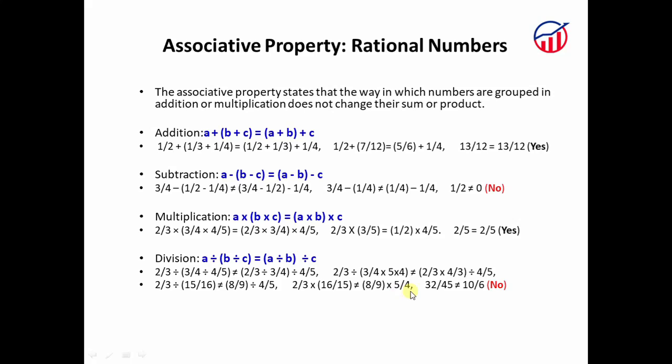So again you can see the final, when you sort it out, you have 32 upon 45, which is not equal to 10 upon 6. So for rational numbers, division also does not hold true. The associative property does not hold true for division.